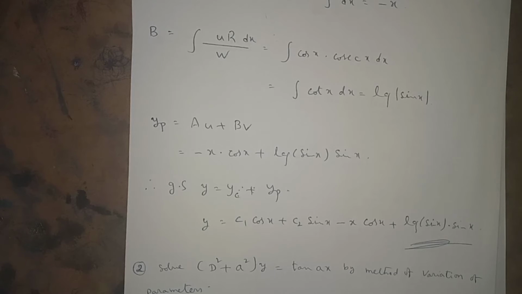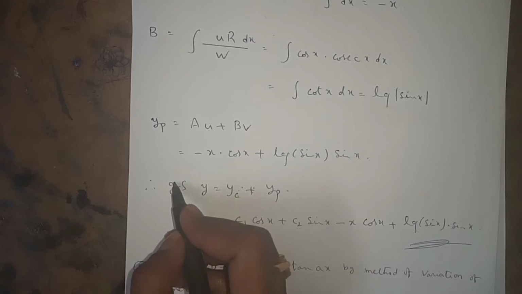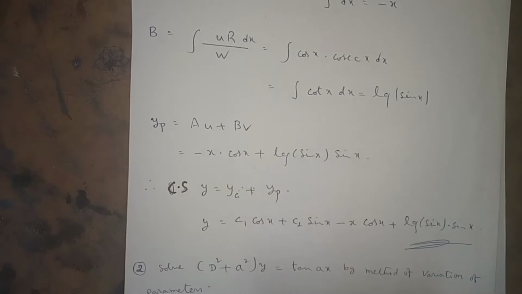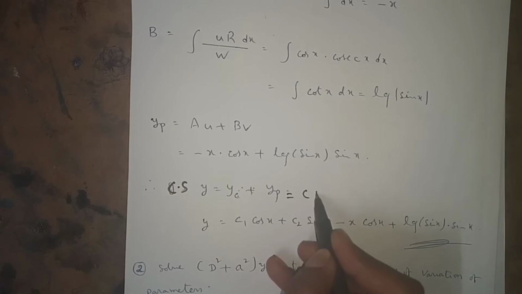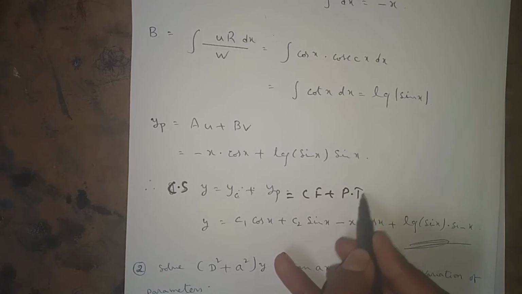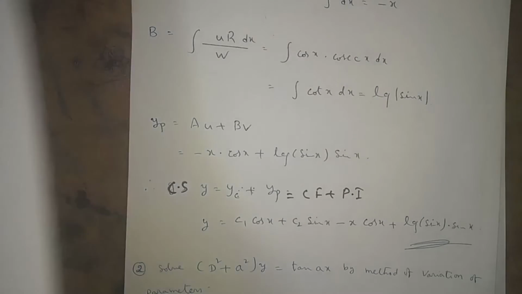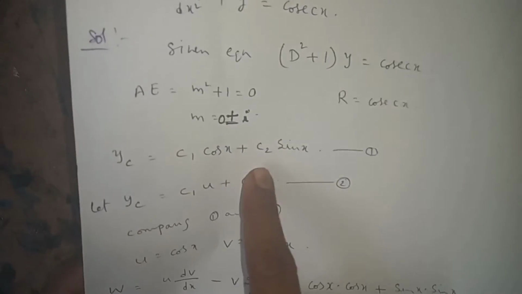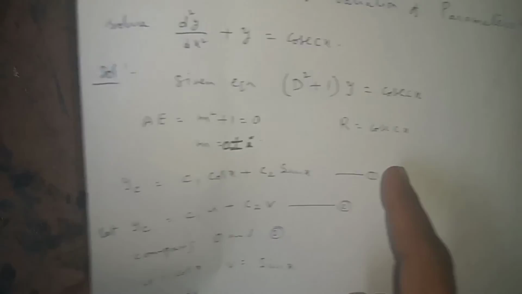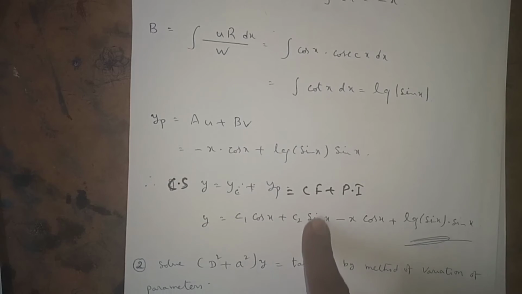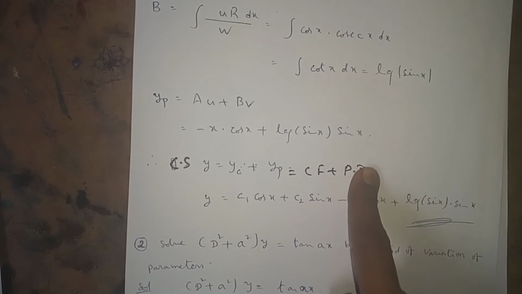Now therefore the complete solution or general solution is yc plus yp, which means CF plus PI. CF, how much have we got? CF is equal to c1 cos x plus c2 sin x, equation 1 is there already. c1 cos x plus c2 sin x plus PI, how much have we got?